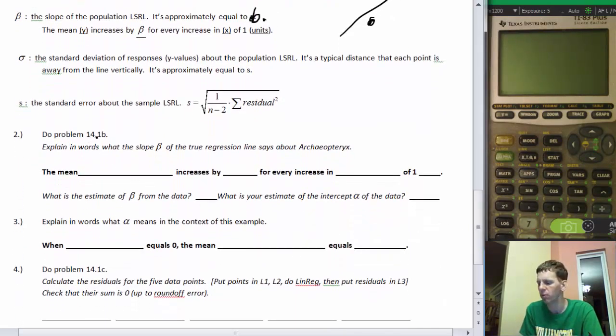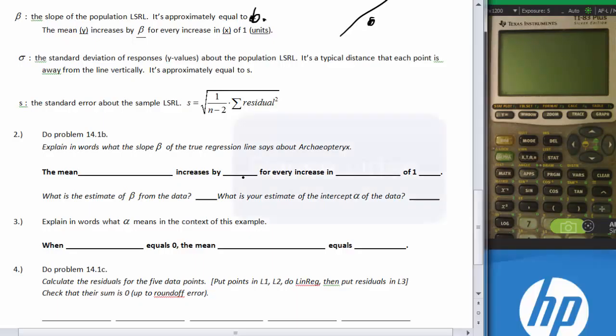Armed with this information, I'd like you to move on to problem 14.1 part B, where you're asked to explain in words what the slope of the true regression line says about the Archaeopteryx. And then there's a couple other questions to answer as well. So pause the video, write down your answers, and we'll see what you get in just a minute.